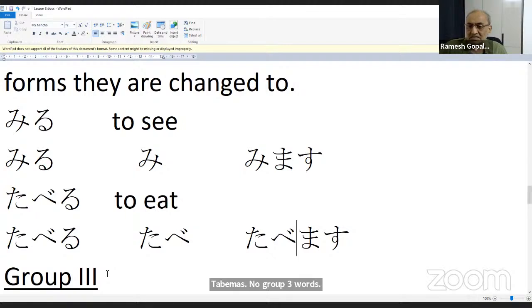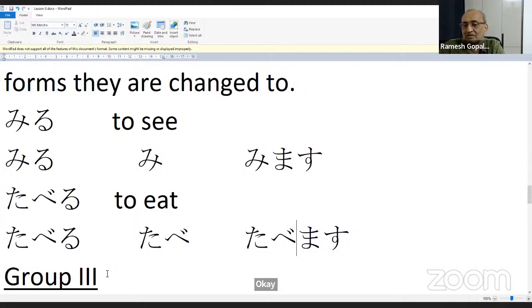Now, group 3 verbs. No rules like this. They are irregular verbs. Please write group 3 irregular. Because they don't have any rules like drop this, do that and all that. There are no rules. Then what do you do? You have to remember. So if you have a group 3 verb, you'll have to remember the verb and then its different forms.